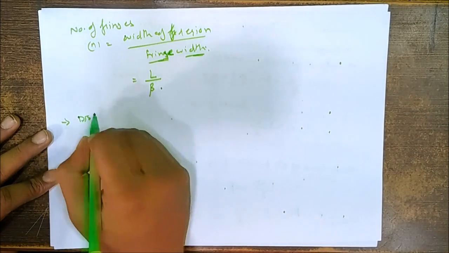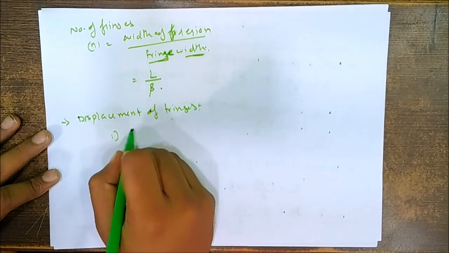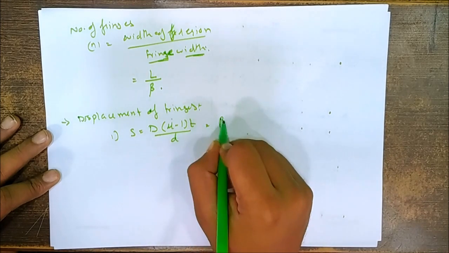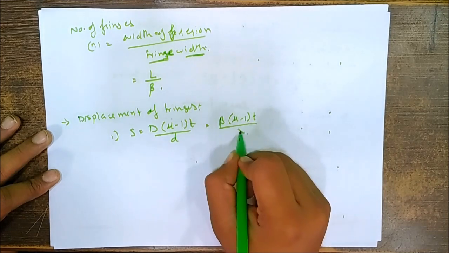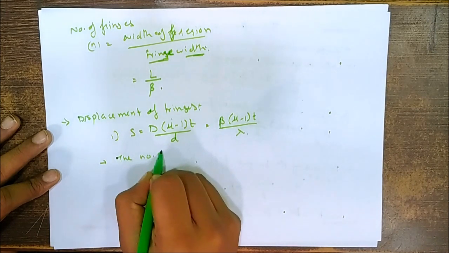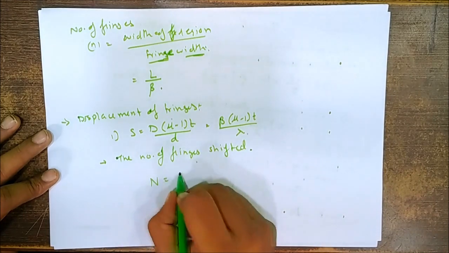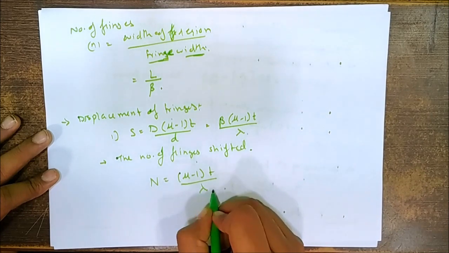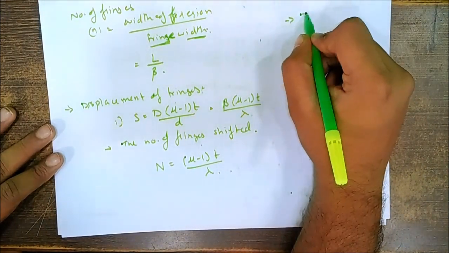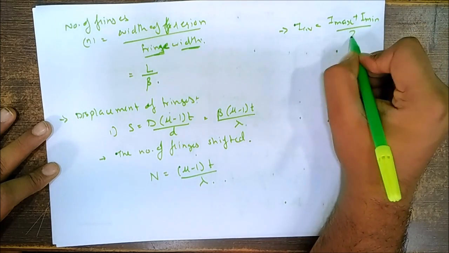The next is displacement of fringes. Displacement of fringes may be given as S is equal to D (mu minus 1) t upon d. This can be replaced as beta (mu minus 1) t upon lambda. And the next is the number of fringes shifted. So n is equal to (mu minus 1) t by lambda. So these are all the formulas. Okay, and we have some formulas on intensity. So that is I average is equal to I max plus I minimum upon 2.